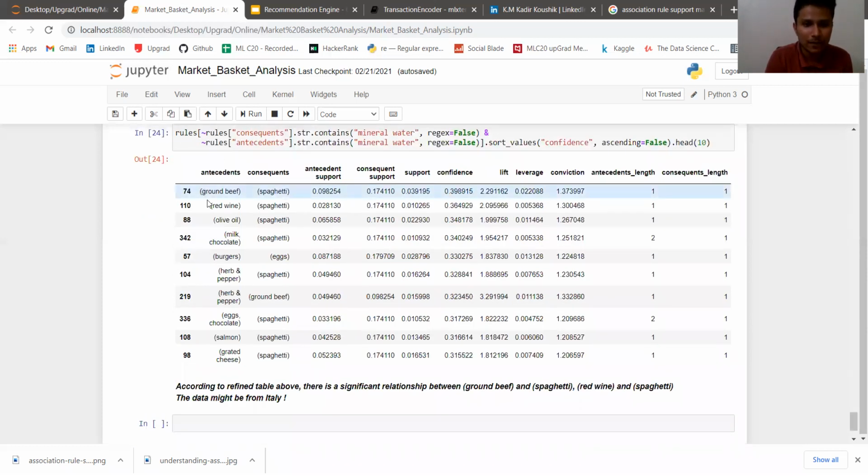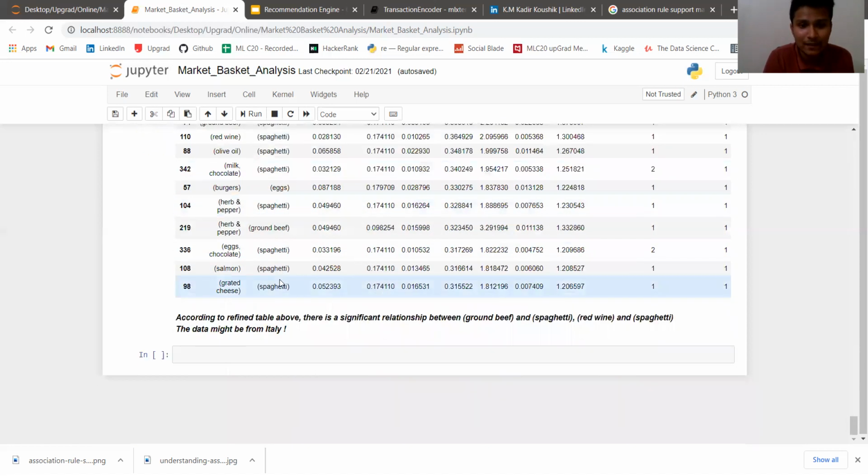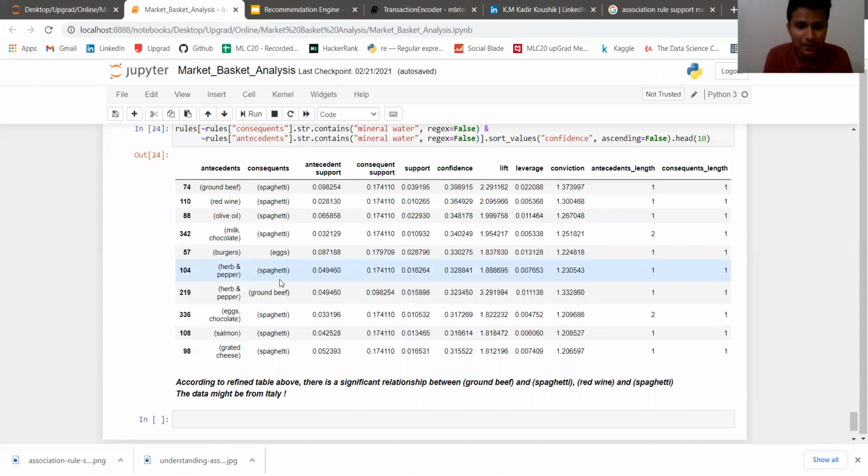So this is where we come down to the conclusion. People who buy ground beef are likely to buy spaghetti. People who buy red wine are likely to buy spaghetti. Milk chocolate too is likely to lead to buying spaghetti. And here's the important thing: people who buy herb and pepper. I guess people in the US love spaghetti a lot, or maybe, I don't know which part of the country the data set comes from, but spaghetti seems to be quite a popular product as a consequent.